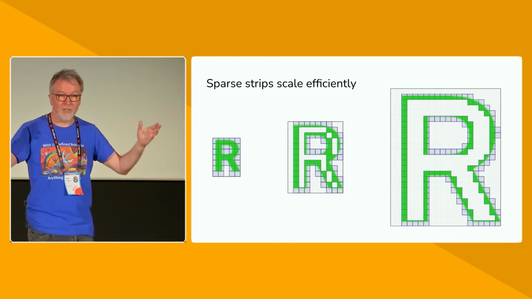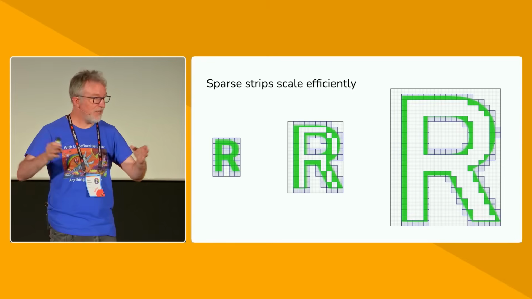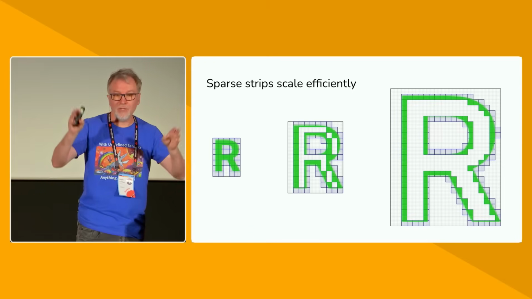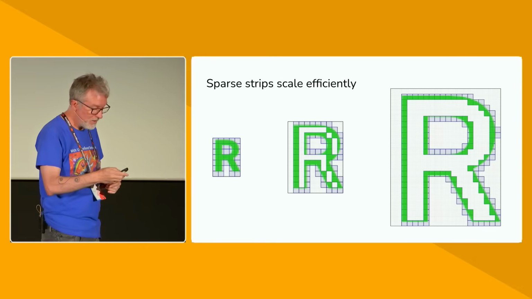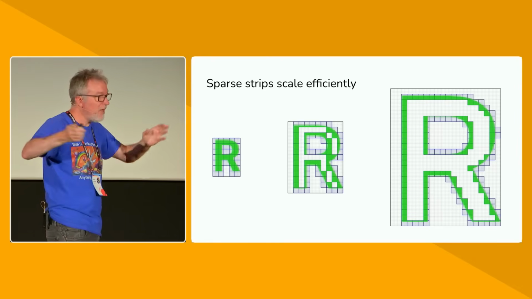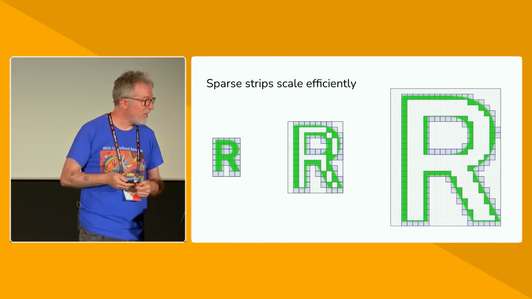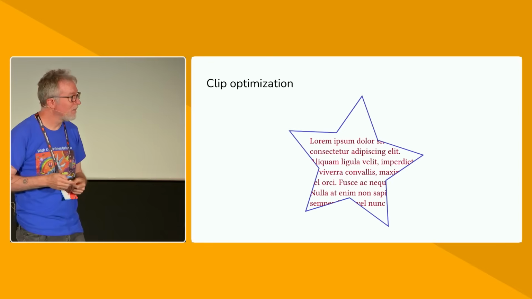Then as your glyph gets larger, you really get a tremendous amount of advantage from the sparseness, because you're really only storing the alpha values on the edge of the glyph, and those large regions that are empty, or those large regions that are completely filled, don't take any memory.